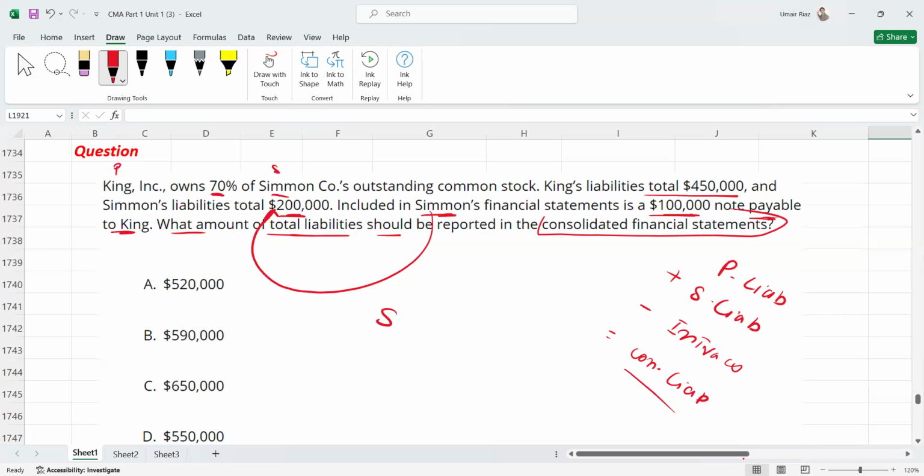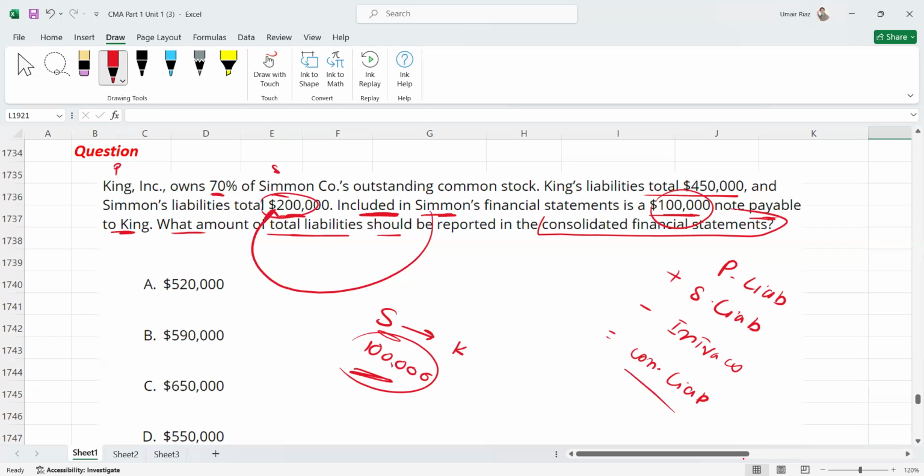It means S has to give some money to K, and the amount is how much? 100,000. Okay, S owes some money to K. S has to pay some money to K. So this is intra-company. So guys, what we will do now, intra-company we have to eliminate, because this 100,000 is included in this 200,000.